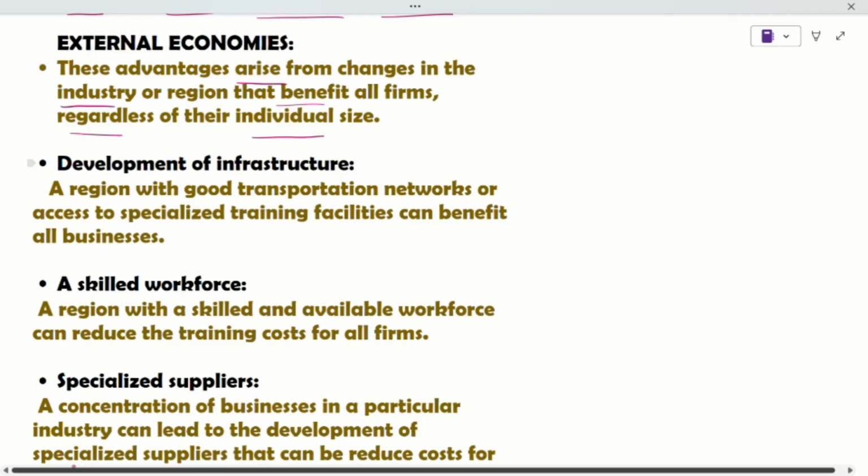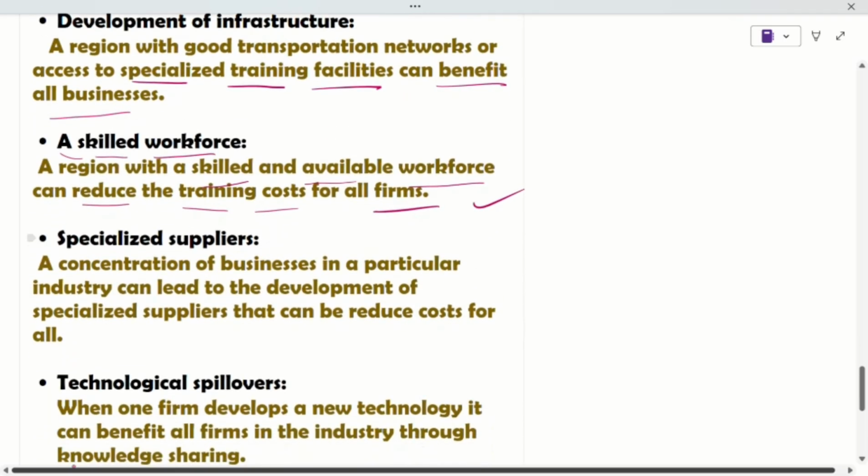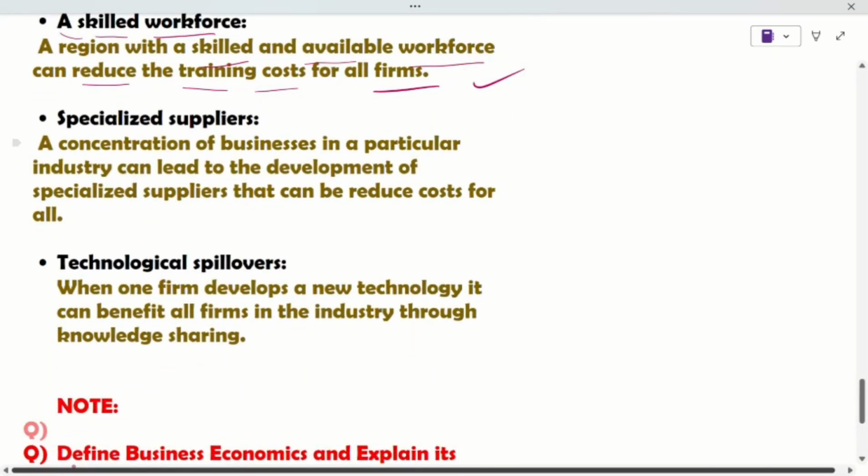Here, development of infrastructure. A region with good transportation networks, transportation and training facilities, benefits all businesses. This comes under the infrastructure of the business. Okay, next thing is a skilled workforce. A region with a skilled and available workforce can reduce the training cost of all the companies. Okay, next thing, specialized suppliers.